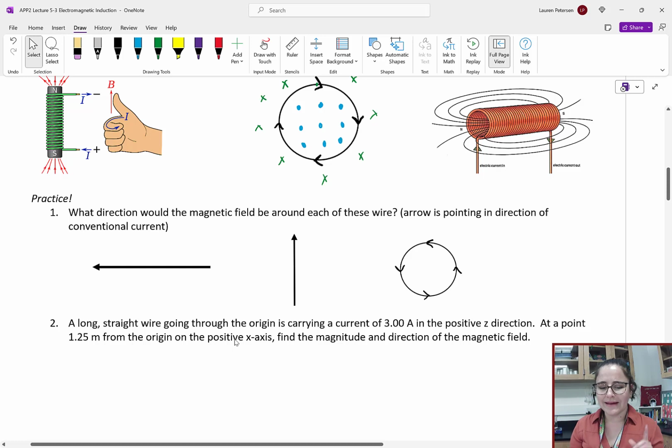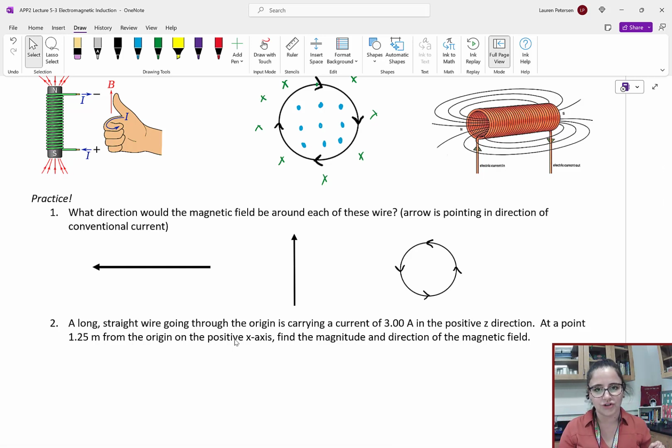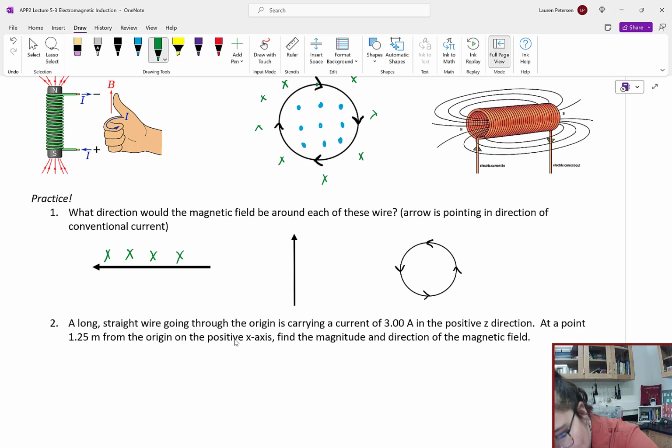What direction would the magnetic field be around each of the wires? The arrow is pointing in the direction of the conventional current. So again, we can either use our thumbs or our fingers. They're kind of interchangeable here, but we put our thumb in the direction of the current, and we look at the way our fingers curve. Our fingers are going to curve into the page above the wire and come out of the page below the wire.